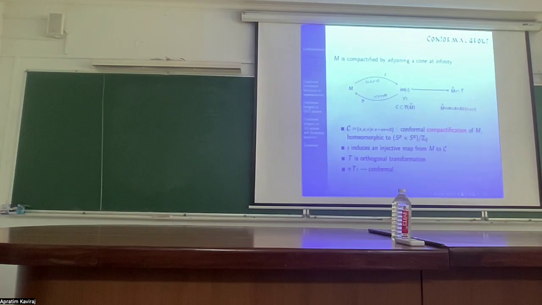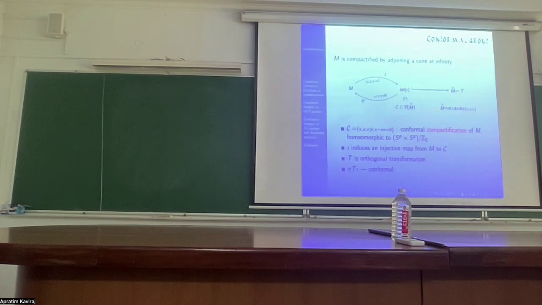We embed M using this map into M dot. The image of M inside M dot, this is an injective map, has in it a cone given by this. This is the conformal compactification of M, which is also homeomorphic to S^p times S^q from the previous slide.